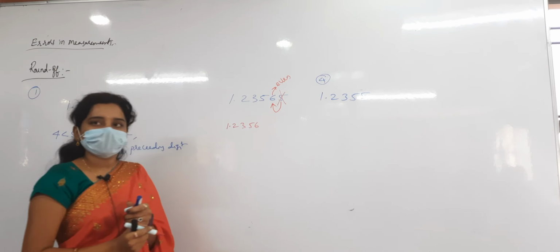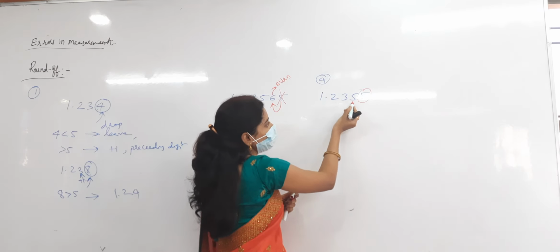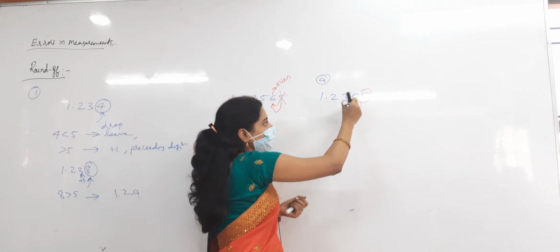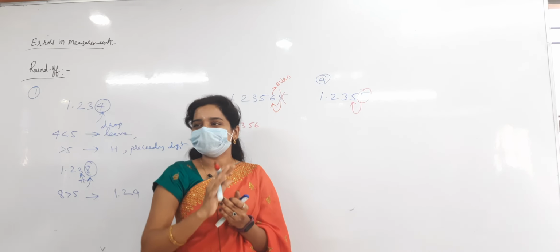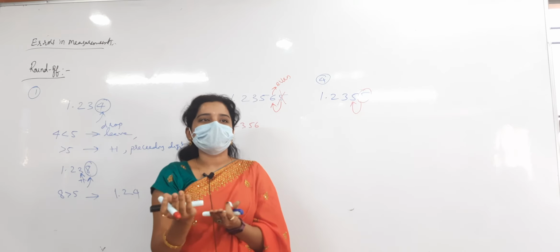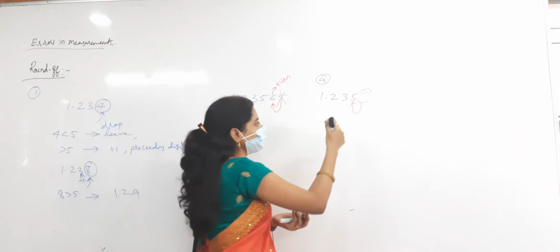1.2356. Whenever you see an odd number before the 5, you have to just add 1. Even is even only, odd is odd obviously, so you want to make it even, so you have to make some change. What you have to do here? Plus 1.